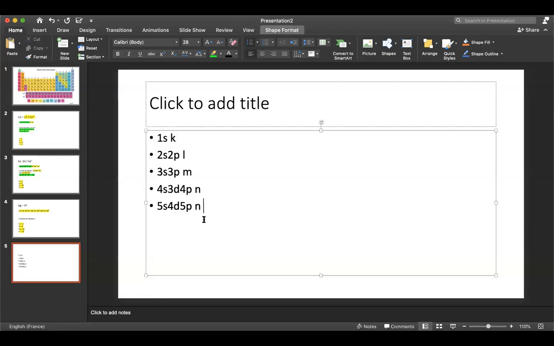But as you progress, you find that the couche de valence also increases. So maybe you might have 6s, then we have, is it 5d? Where is the 5d? 5d.